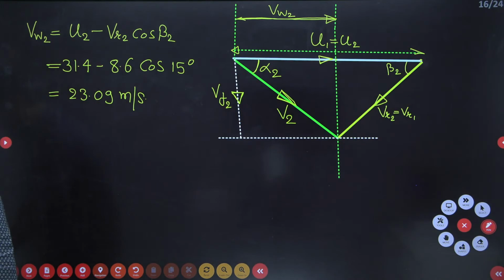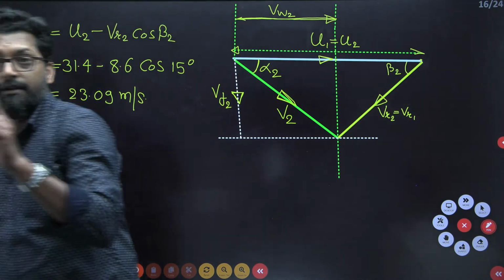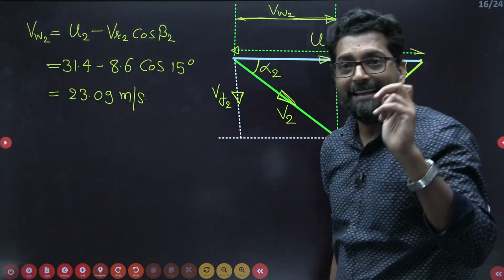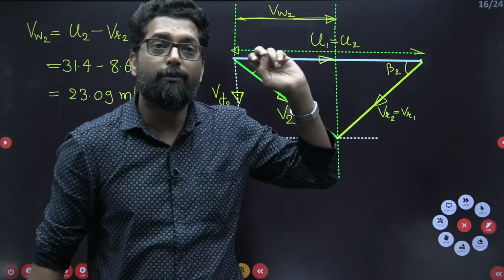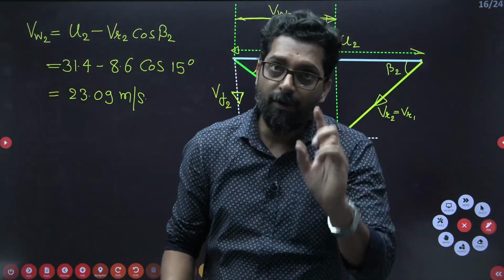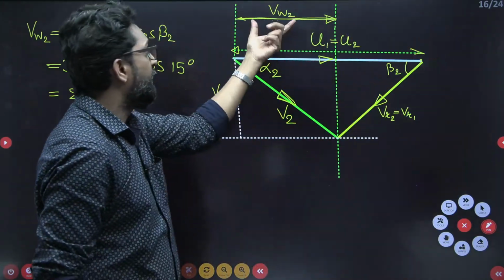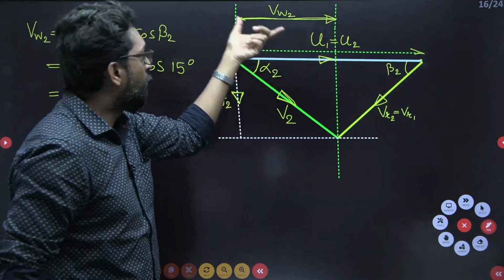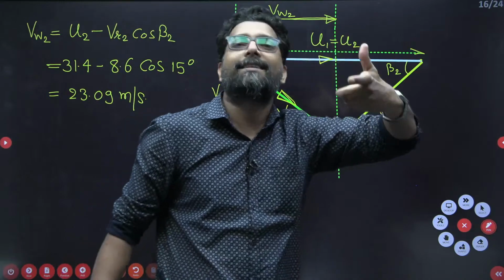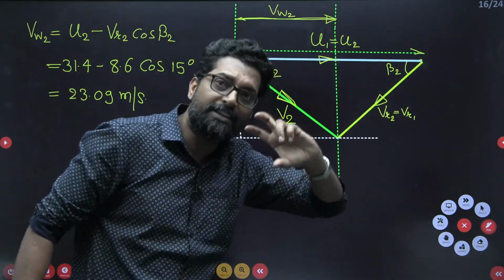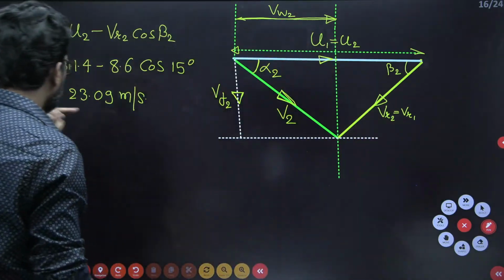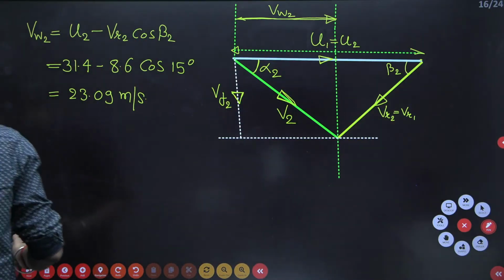Now my dear, always remember this thing: whenever you have to find the power developed by the turbine, we always have to take the whirl velocity. Why? Because this velocity is responsible to rotate the shaft. Clear now? So, power developed.